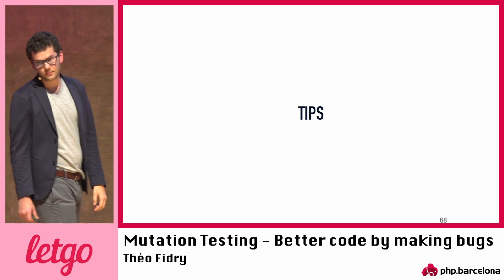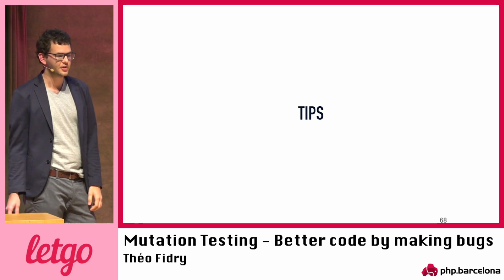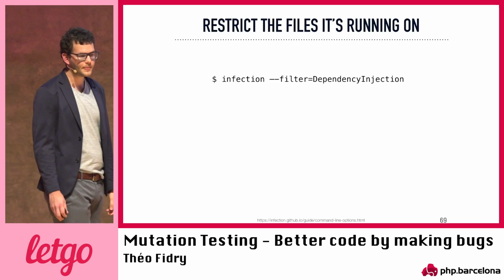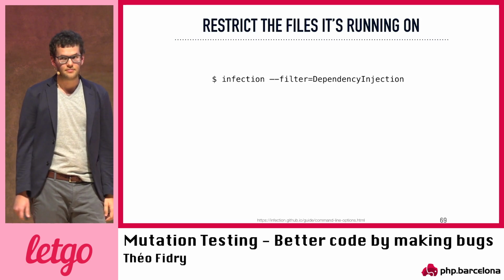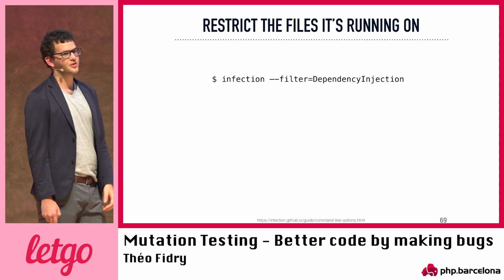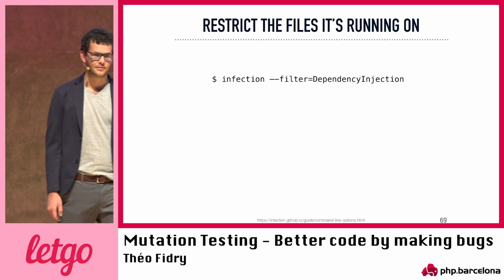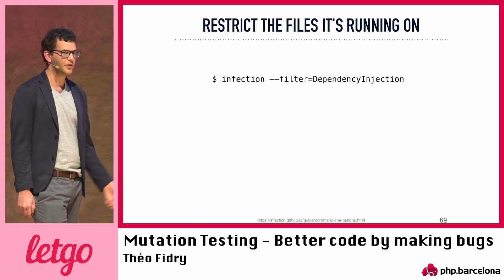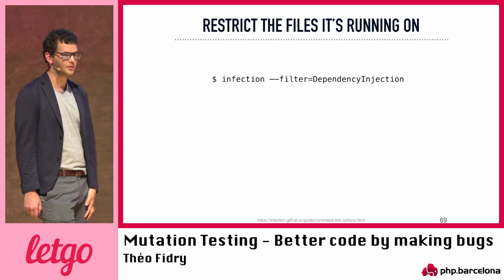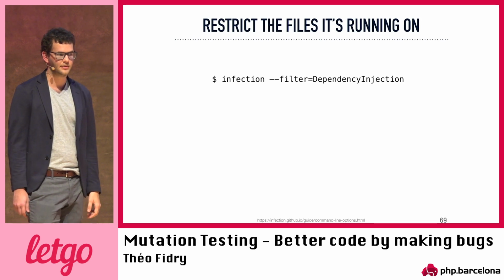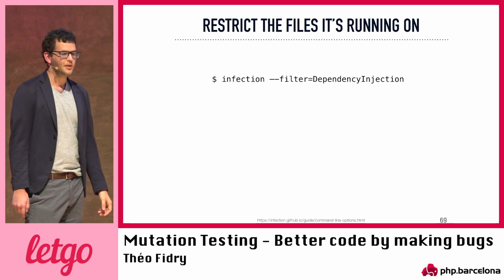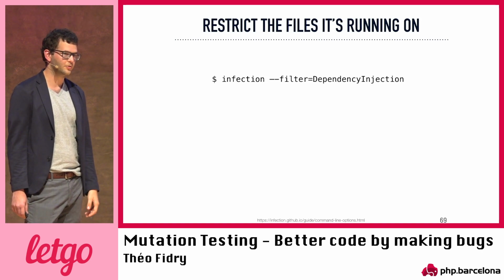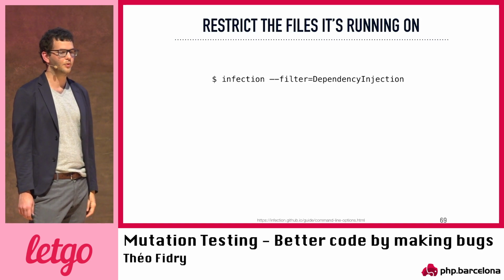Now, that's a simple way to run Infection, but there are a couple of tips you can apply. The first one is, you don't necessarily need to run Infection on your whole code base all the time, especially if you're interested in testing just one or two files because you're debugging, or you're just testing a specific feature. So you can pass a filter option where you can tell which source files to keep and mutate instead of the whole code base.